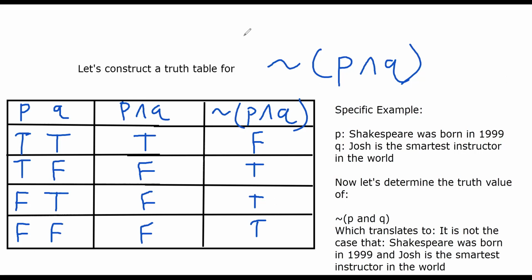So in other words, we go right over here, we look at P and Q separately, and we determine independently their truth value. The first one, Shakespeare was born in 1999. Is that true or false? Absolutely false. Some person named Shakespeare might have been born then, but it's pretty clear I'm talking about the bard, William Shakespeare. Q, Josh is the smartest instructor in the world. This is a trap. Is that true or false? Absolutely true. Thank you. You did not fall into the trap.